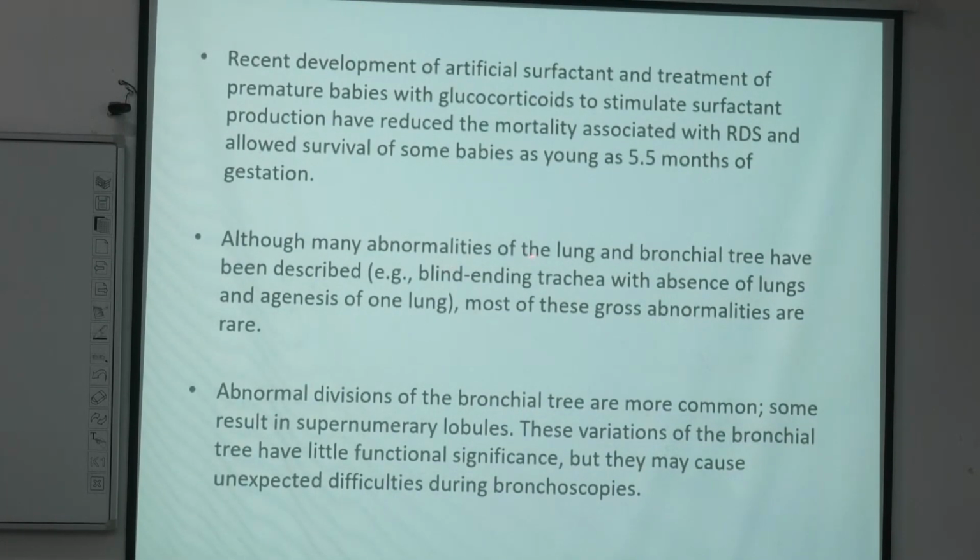Although many abnormalities of the lung and bronchial tree have been described, such as blind-ending trachea with absence of lung, or agenesis of the lung, most of these gross abnormalities are very rare.